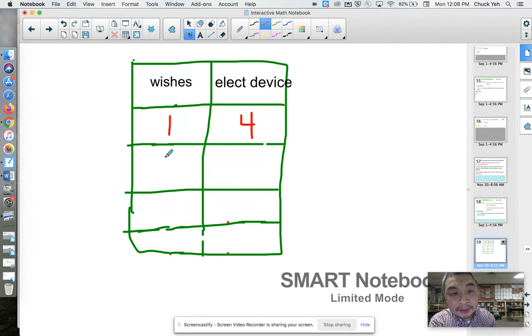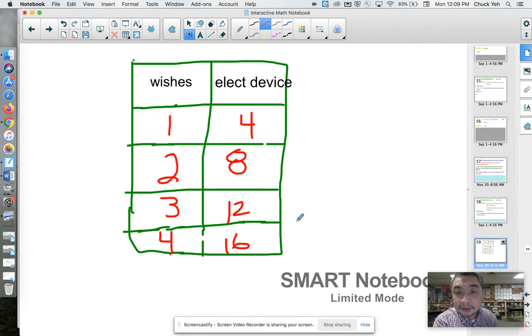So an equivalent ratio to that is 2 to 8. How did I do that? Because 1 times 2 is 2, 4 times 2 is 8. Or I can just add 1 here and add 4 here. Okay, so the next one would be what? 3 to 12. And then what would the last one be? 4 to 16.